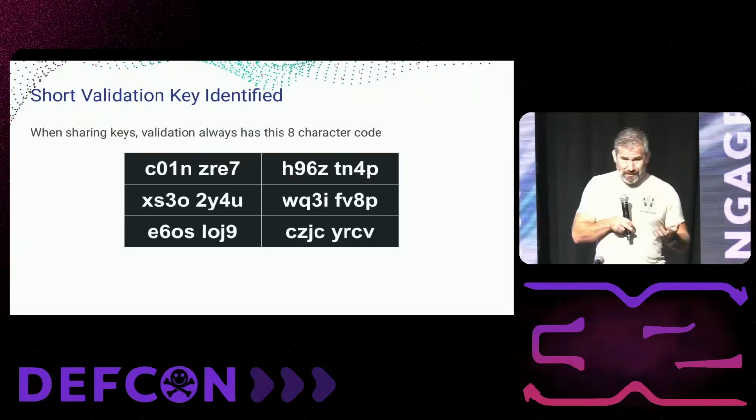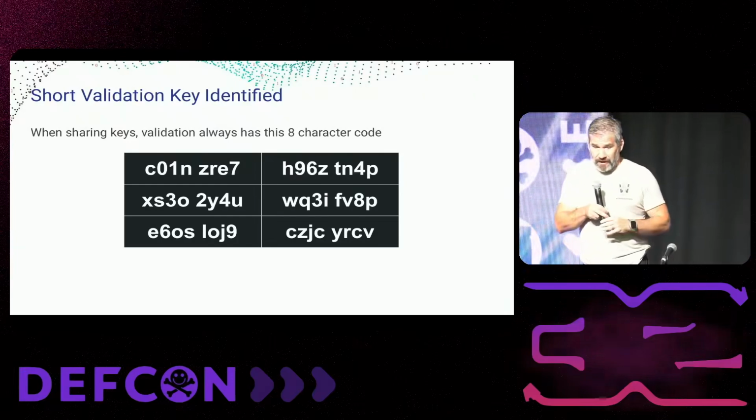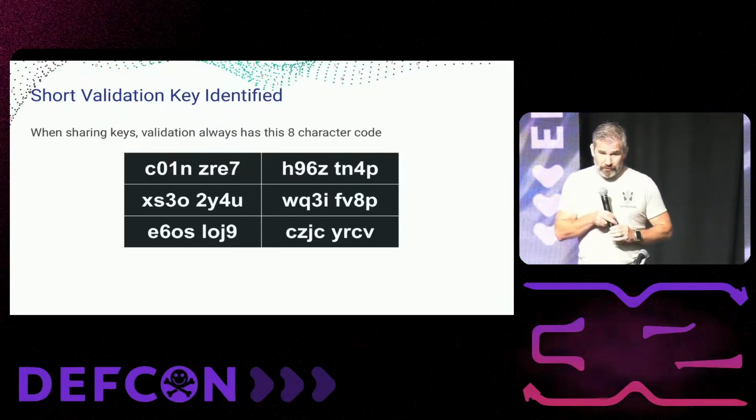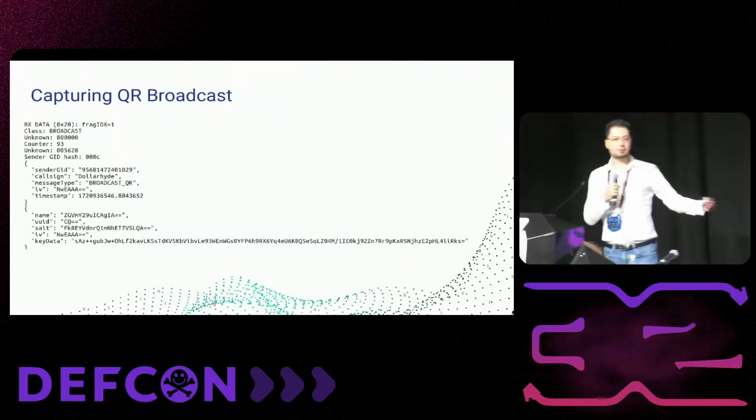So you have lowercase letters and numbers, and that's all you have to figure out, and you only have to figure out 8 of them, put a space in the middle for your dictionary. Yeah, so very interesting. So then we go in, okay, we capture this QR broadcast, right?